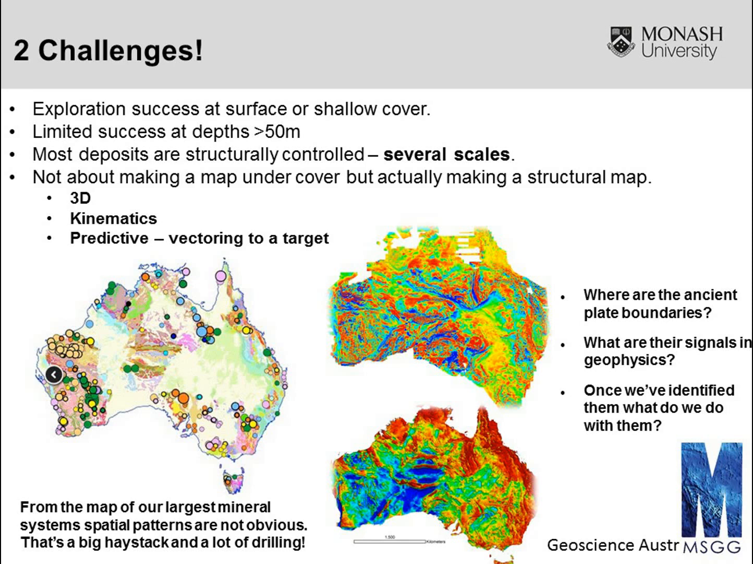super discovery. Most of our ore deposits are structurally controlled. There's a lot of talk about making a map undercover, and I would argue it's actually about making a structural map undercover, because they're the things that we can use to target. What I mean by that is it has to be in 3D, with kinematics, and it's got to have some predictiveness. Some of the biggest challenges we have is finding our ancient boundaries, because our continent has been modified multiple times, so it's a reworked continent, and the original boundaries of the accretion events are not always the same.